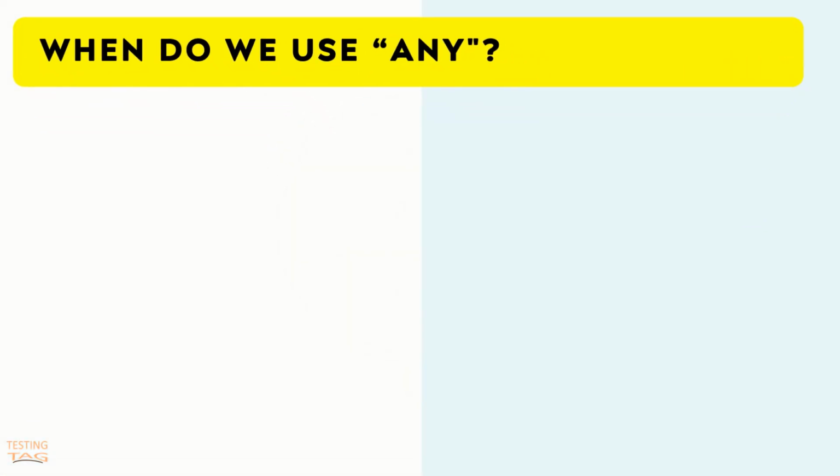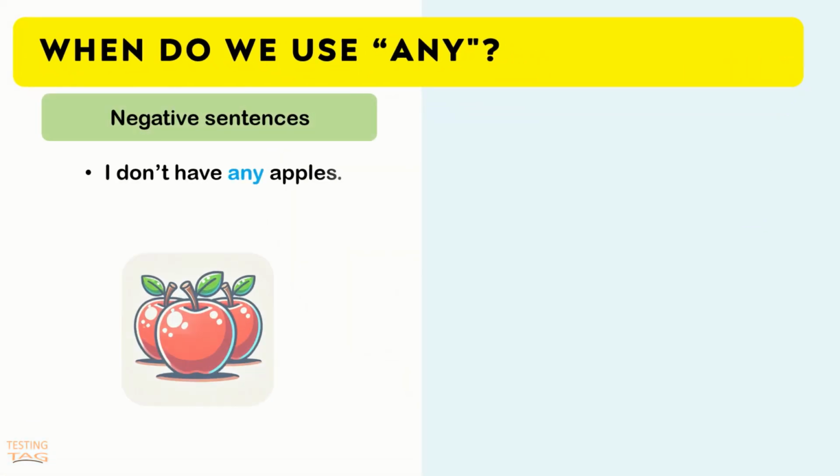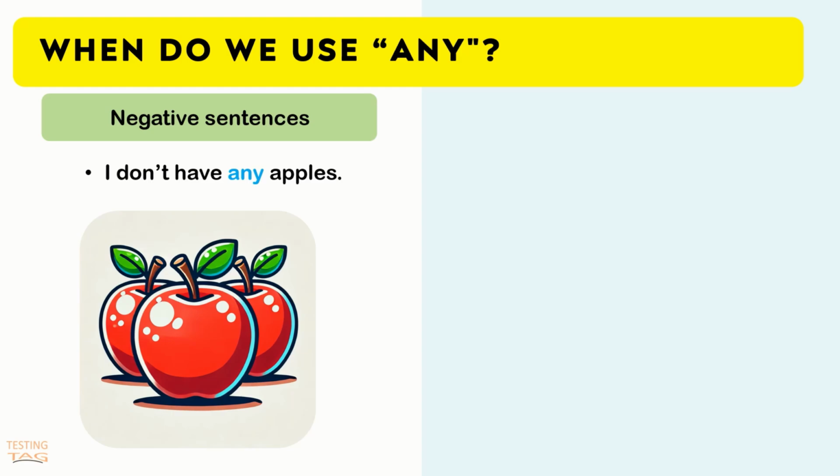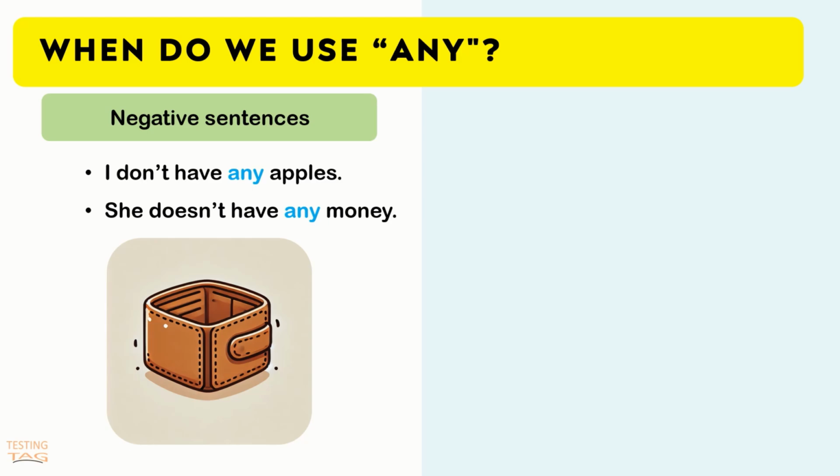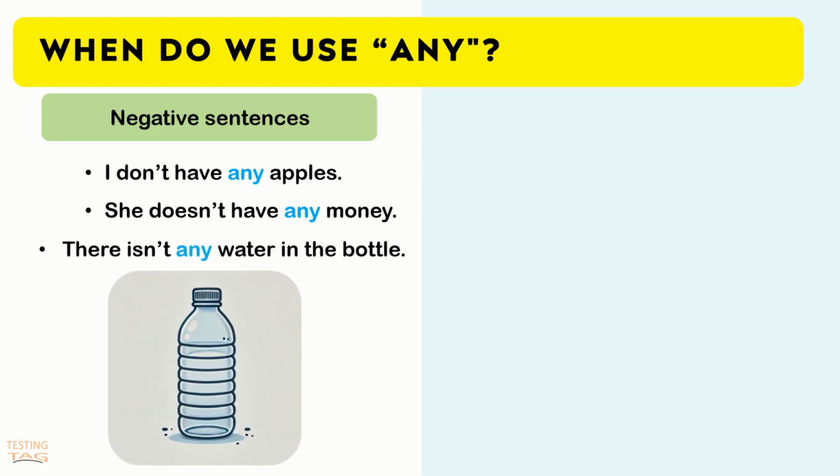We use any in negative sentences. I don't have any apples. This means I have 0 apples. She doesn't have any money. Any shows that she has no money at all. There isn't any water in the bottle. No water is left in the bottle.